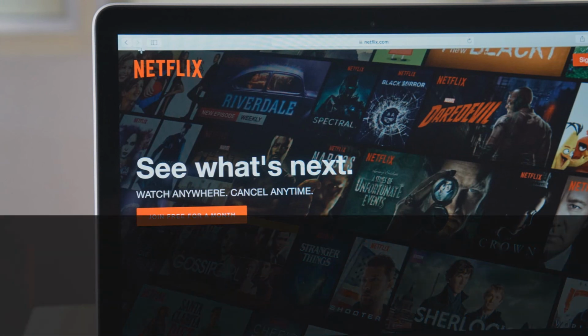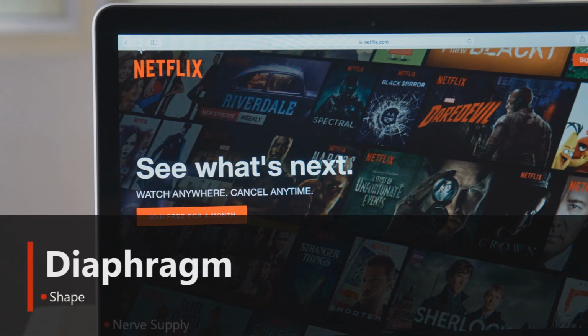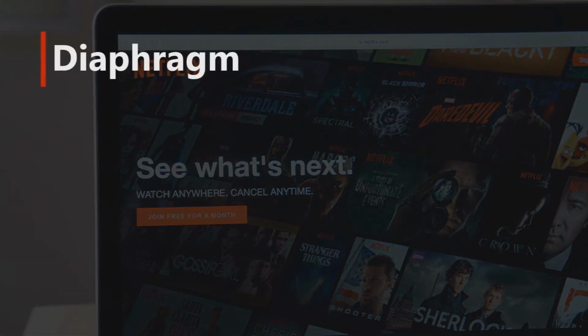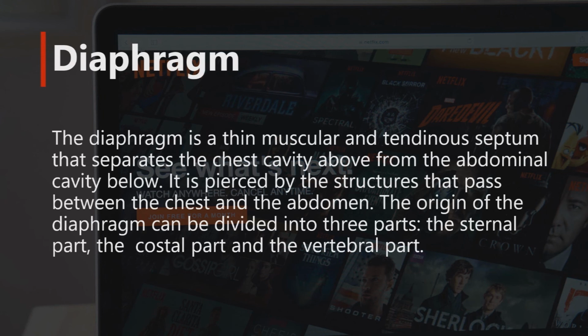Moving on to the diaphragm. For the diaphragm, we'll discuss the shape, the nerve supply, the function, and the openings of the diaphragm. The diaphragm is a thin, muscular, and tendinous septum that separates the chest cavity above from the abdominal cavity below. It is pierced by the structures that pass between the chest and the abdomen. The diaphragm is also the most important muscle of respiration.